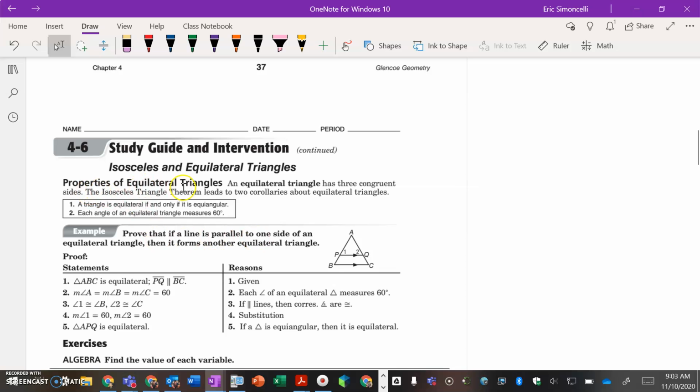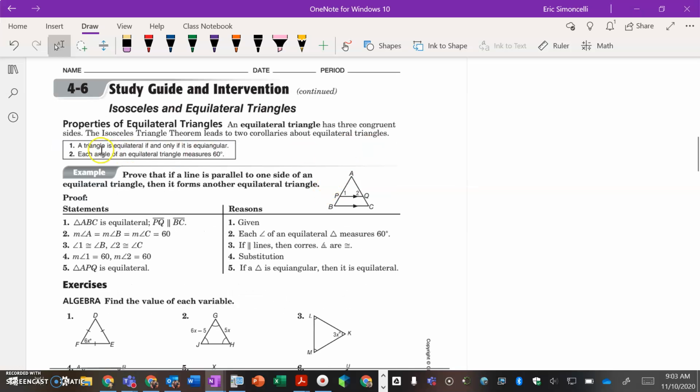It says properties of equilateral triangles. An equilateral triangle has 3 congruent sides. The isosceles triangle theorem leads to 2 corollaries about equilateral triangles. First, a triangle is equilateral if and only if it is equiangular. So remember, it can go in both directions. You can say if a triangle is equilateral, then it's equiangular, or you can say if a triangle is equiangular, then it's equilateral. So this is an if and only if. It goes in 2 directions, a biconditional.